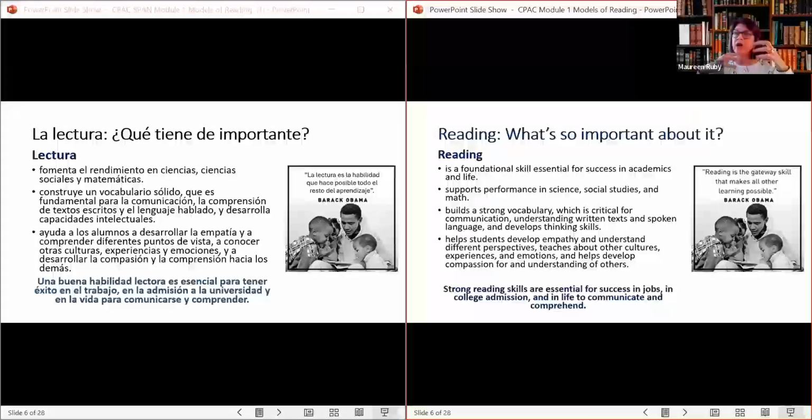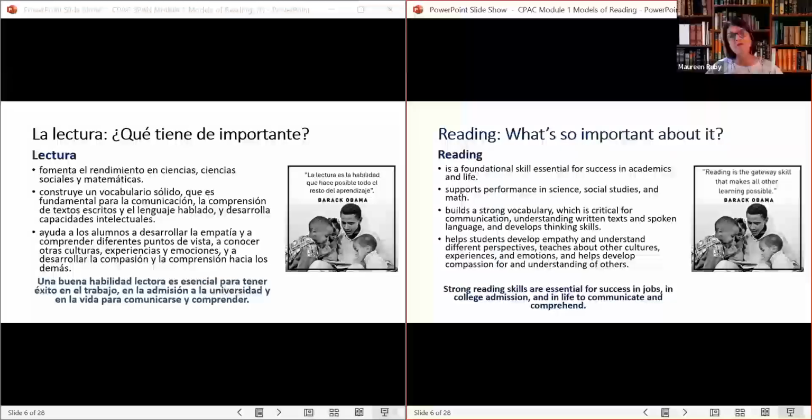And by reading and studying different characters, we come to understand the different perspectives. This could be in fiction or nonfiction. If you're reading in a history book and you're looking at two sides of an issue, you can understand the perspectives of people when you can be a deep reader. You can learn about different cultures and their experiences. You can learn about emotions. And like I said, when I started this bullet, it helps you develop compassion.